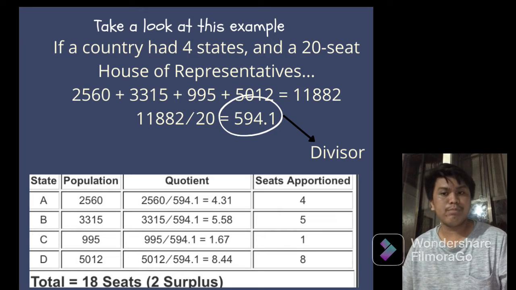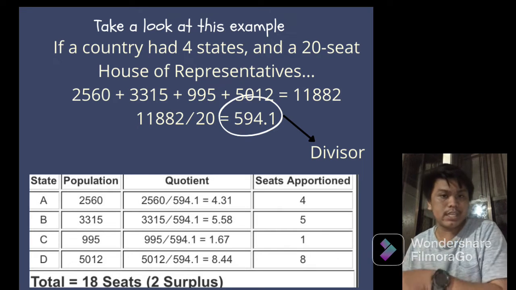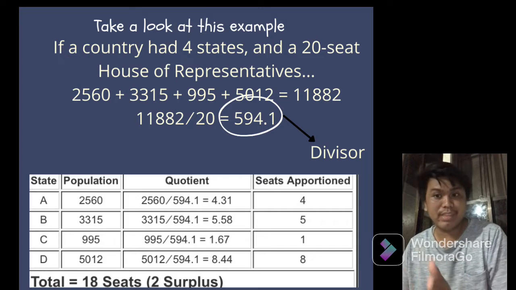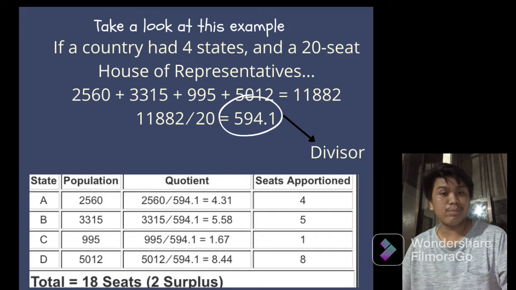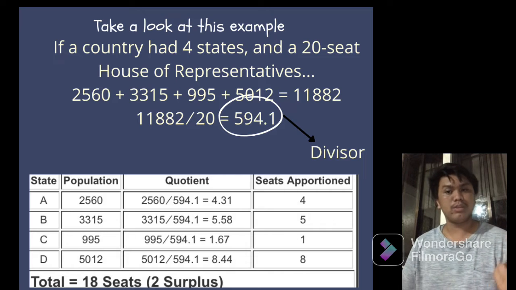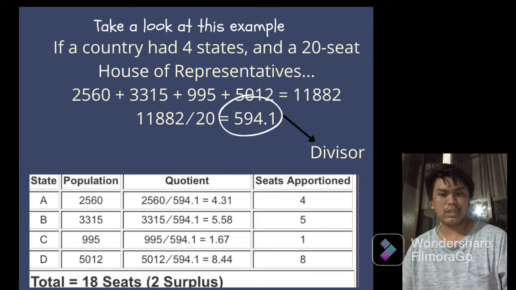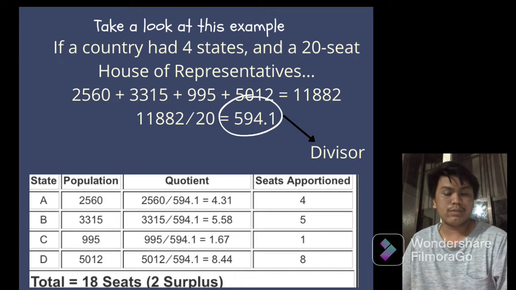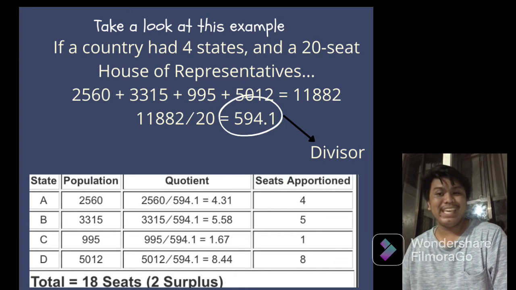State B is 5.58. So instead of rounding off to 6, the lower quota is 5. For state C, 1.67, if we rounded off, that would be 2. But since we are using the lower quota, the total will be just 1. And also for state D, 5,012, the quotient is 8.44. The seats apportioned will be 8.